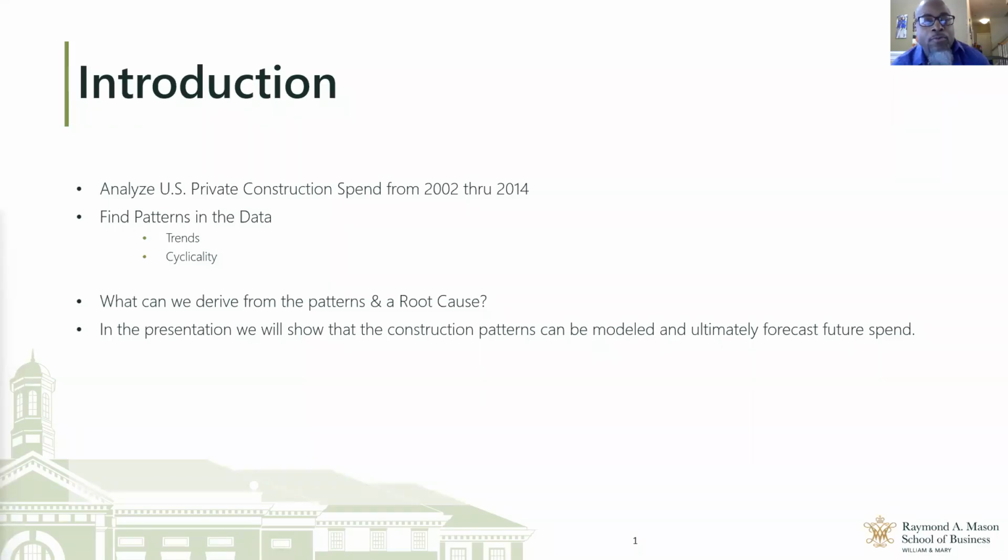As we review the results of the analysis that we completed, we'll see the trends in the data and the cyclicality that can be found within the data. Also, we'll try to discern what are the root causes of these patterns that we're seeing. In this presentation, what we hope to ultimately do is come up with a model that can be used to forecast future private construction spend in the United States.